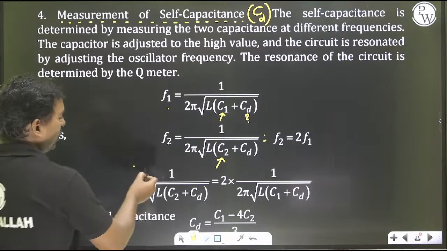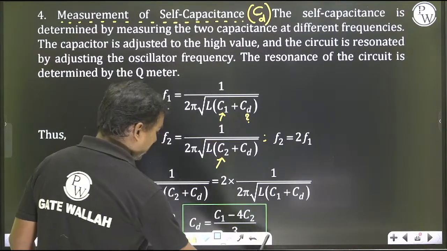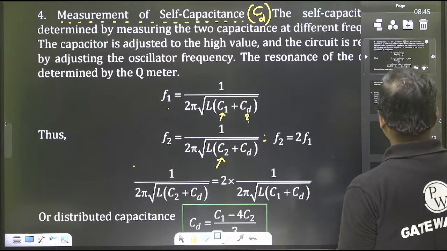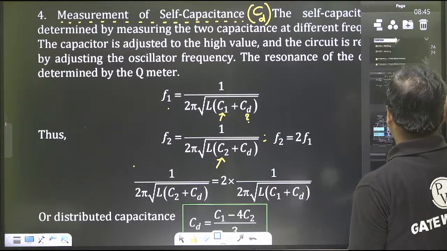So FR2 is equal to 2 times FR1. If you simplify this, you are going to get the distributed capacitance relation. That's it. So these are the major parameters that we can measure. Okay. Now let us go for some questions.